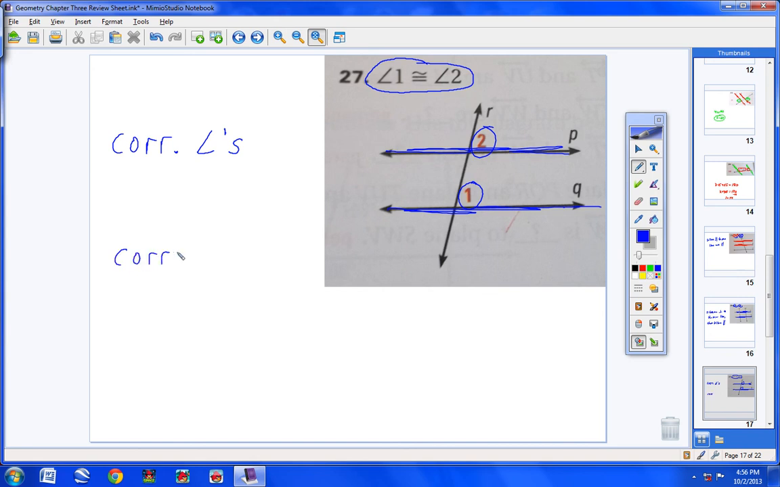Your reason would be corresponding angles are congruent. That's all you got to put. That's all I'm going to make you put. That's good enough for me.